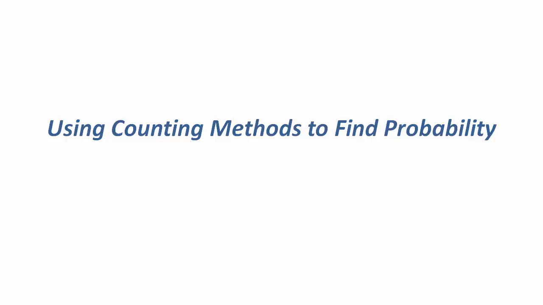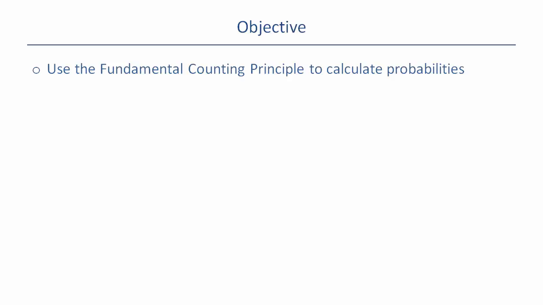Welcome to our video on using counting methods to find probabilities. Basically, we're going to be using the fundamental counting principle to calculate probabilities, and that's just a fancy way of saying using permutations and combinations to figure out the number of good and the number of total. Because remember, probability is good over total, and you just have to count up how many ways you can do it, the good way that they're asking you to, and the total way.